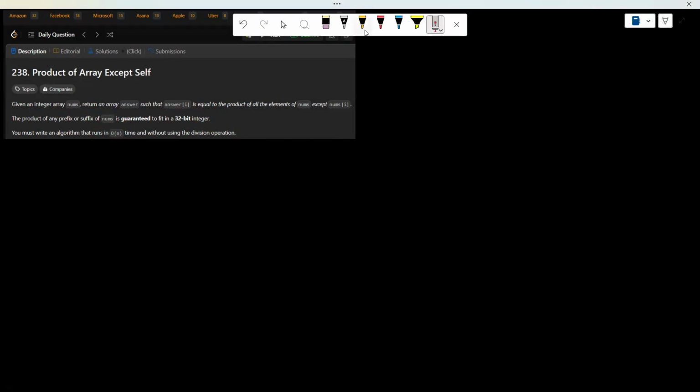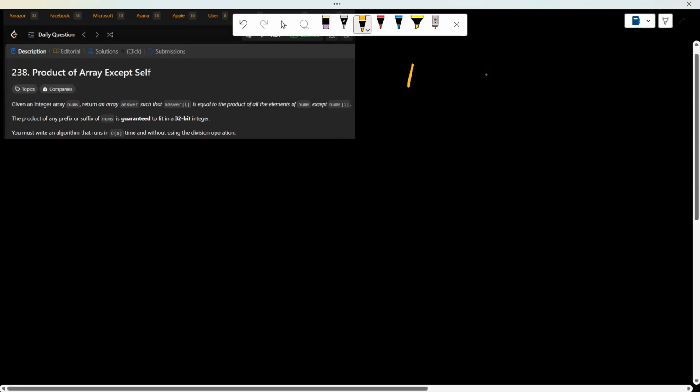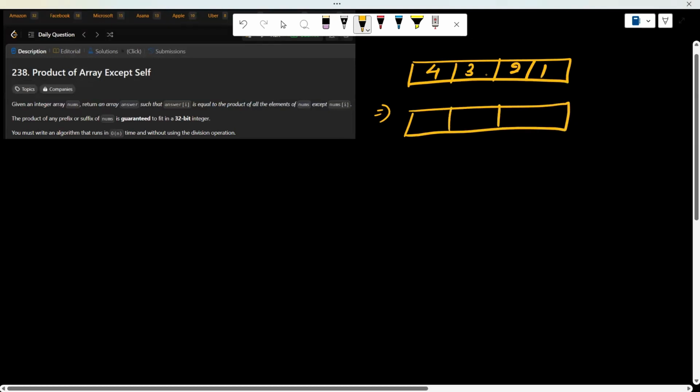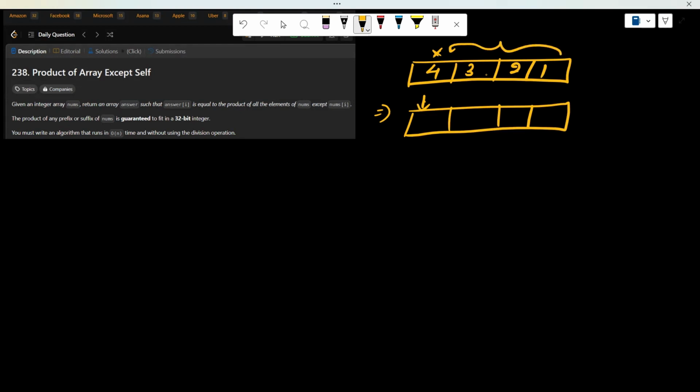So what the question is saying, suppose we are given an array and it contains numbers like 4, 3, 2, 1. What we have to do is find the product of the array except that number itself. For example, if we want to find the value at this position, except this value, we need to find the product of the remaining elements. That is 3 into 2 into 1, that is 6.